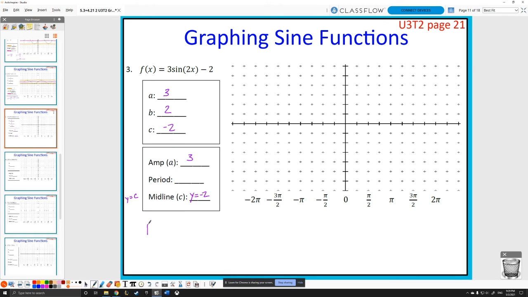Period is equal to 2 pi over b. B in this case is 2, meaning my period is pi. So we actually have a period change this time. B, please make sure to pay attention to this one. My midline is y equals negative 2. So this time I move down 2 units. And my amplitude is 3. So we're actually very, very far away. 1, 2, and 3.